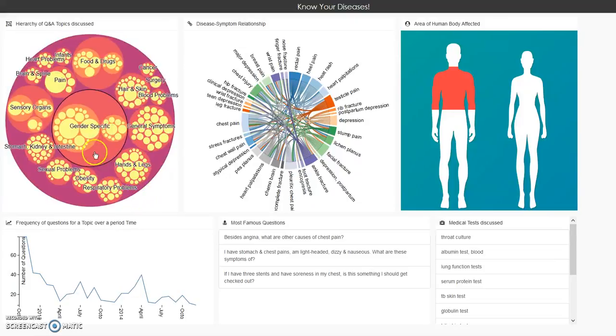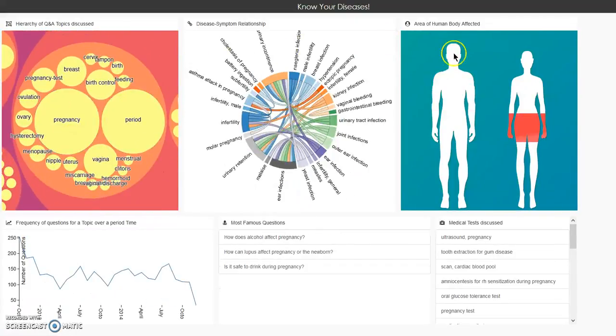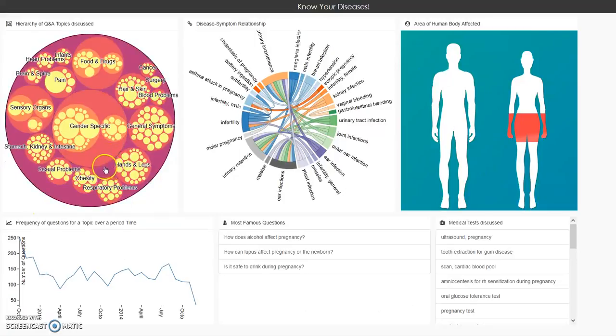On clicking any of the bubbles, it populates the rest of the system's visualizations. The size of the bubble indicates a lot. A bigger bubble indicates that it's a very common topic, and the size of small bubbles indicates those topics are discussed rarely or are not that common.